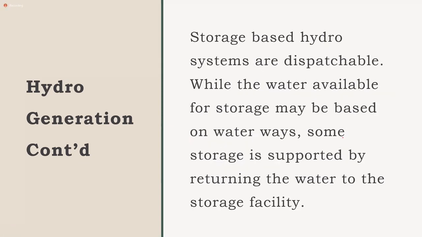Now, you can have storage facilities where the water stored is coming from rivers, all right? But the primary operation is that you're using a storage facility. I hope you understand that. And the water from the storage facilities can be returned by pumping. So after it is used to drive the generation to produce that electricity, we then pump it back into the storage facility.